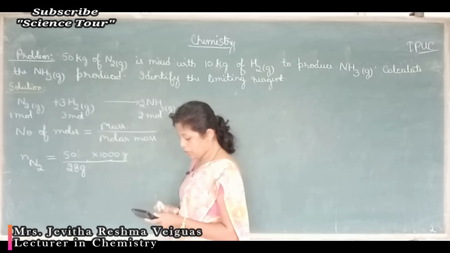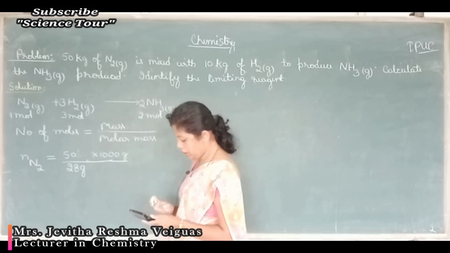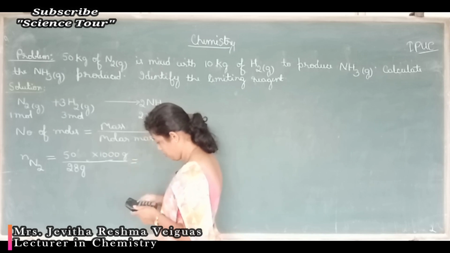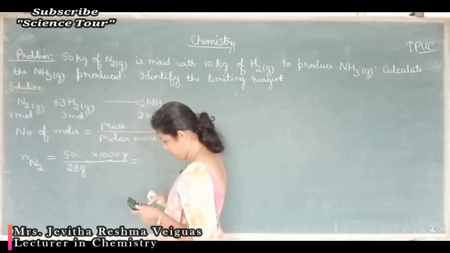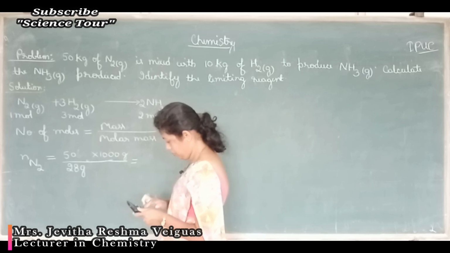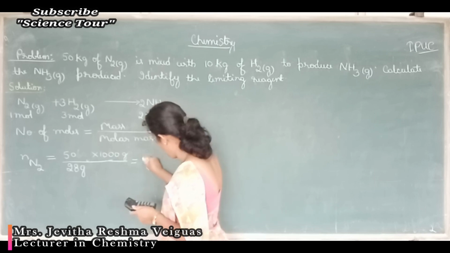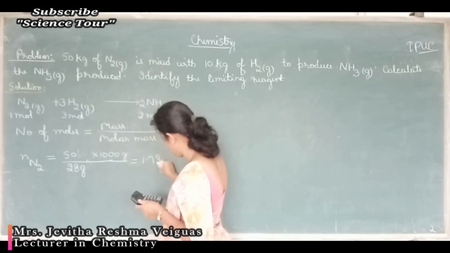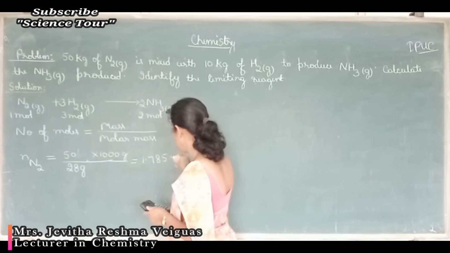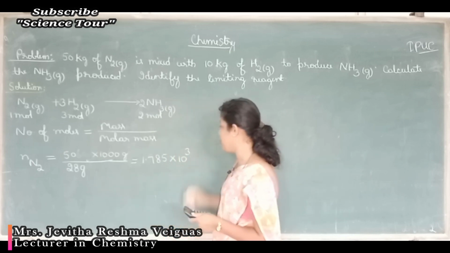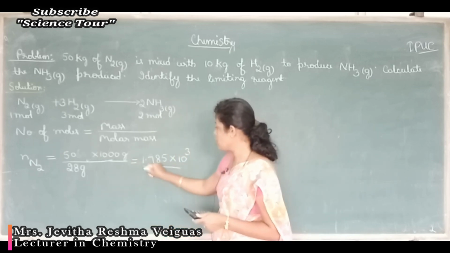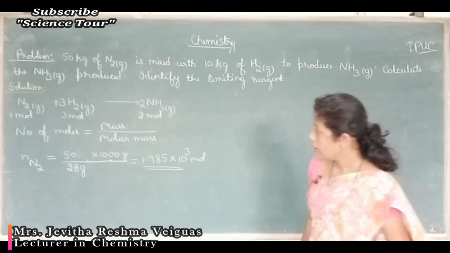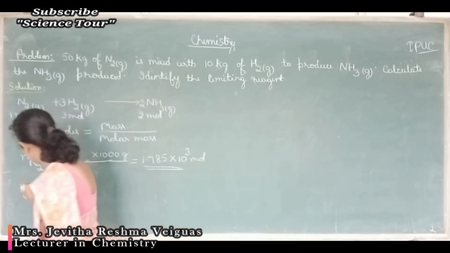hope you are getting it, students. 50 divided by 28, that is 1.785 into 1000. 1000 is nothing but 10 to the power 3. So these many moles are obtained for the nitrogen. Now let's find number of moles of hydrogen also.